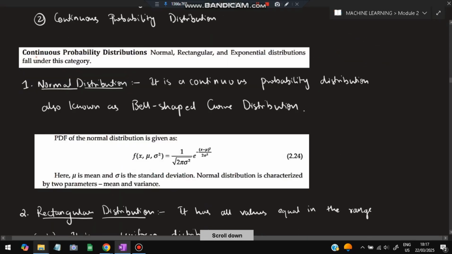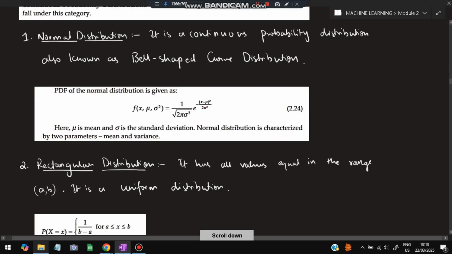So first let's discuss the continuous probability distribution. In that come normal, rectangular, and exponential distributions. The first one is the normal distribution. It is a continuous probability distribution, also known as the bell-shaped curve distribution. You might have seen it in mathematics, right? It will have a curve like this. Here the probability is less, in the middle the probability is greater, and here also it is less. The formula used for the normal distribution is this one.